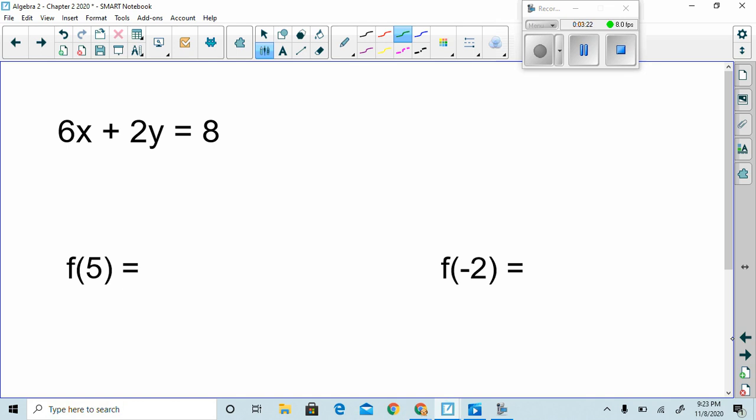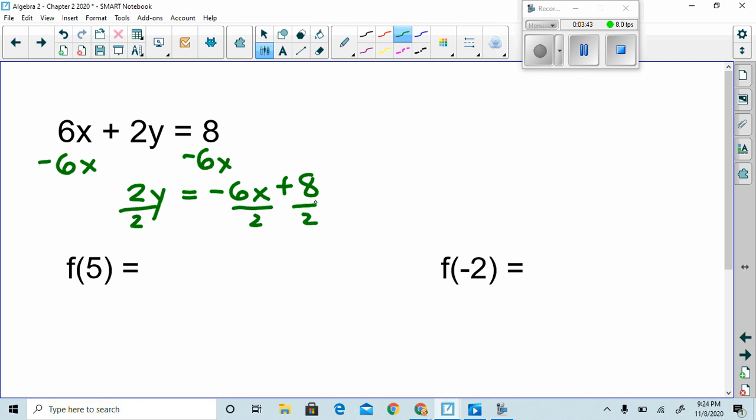We need to first rewrite it. We'll start by subtracting 6x on both sides. Remember, our goal is to isolate y. I now have 2y is equal to negative 6x plus 8. Not done yet because y is still not isolated. We need to divide everything by 2. I now have y is equal to negative 3x plus 4. I'm dividing all terms by 2.